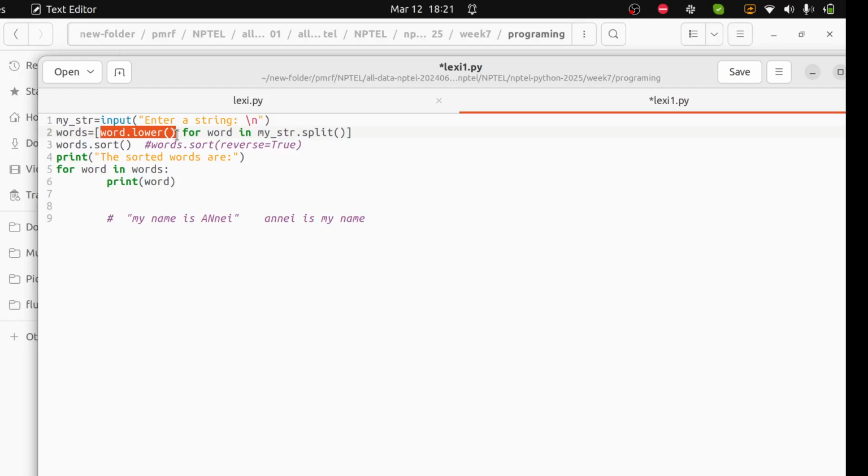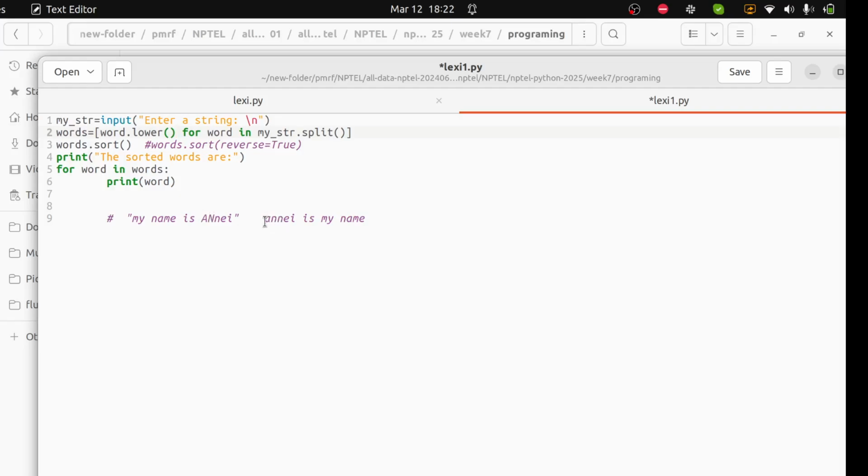Then for word in my string split. We will split all the words, and if I find any uppercase, we will convert that to lowercase. That's why this word.lower is coming. Now we will simply sort it. Why will we sort it? Because we just want sorting here.